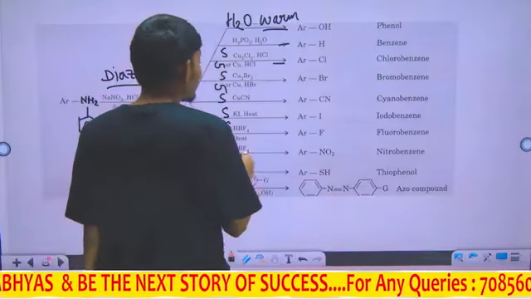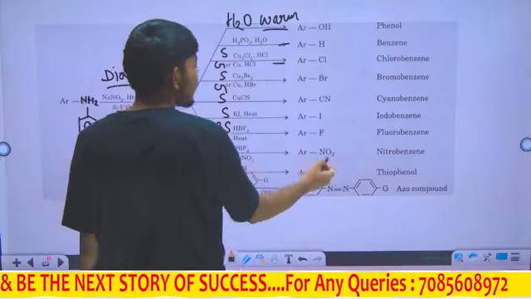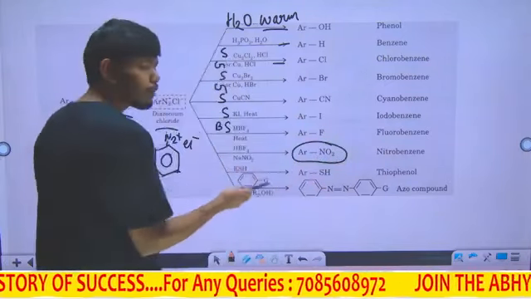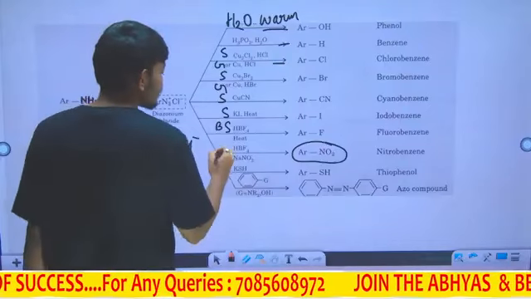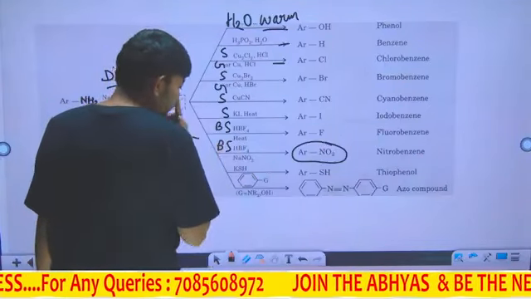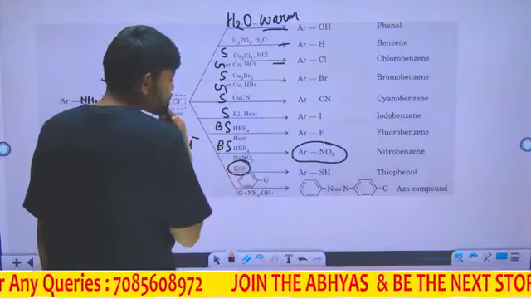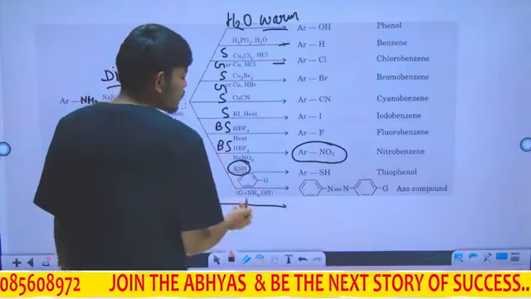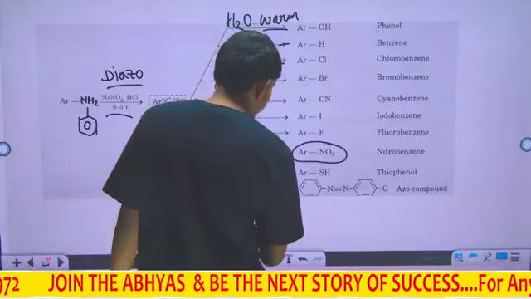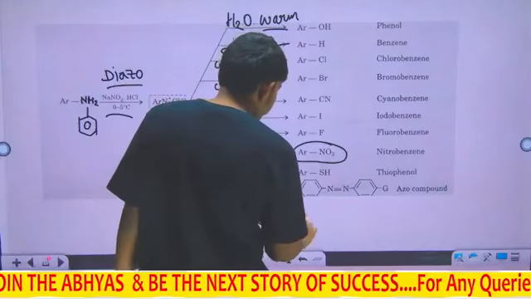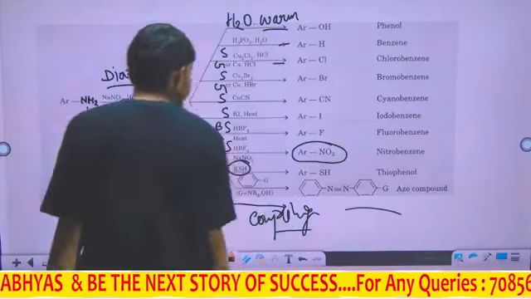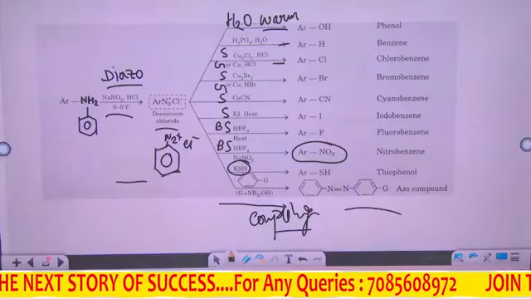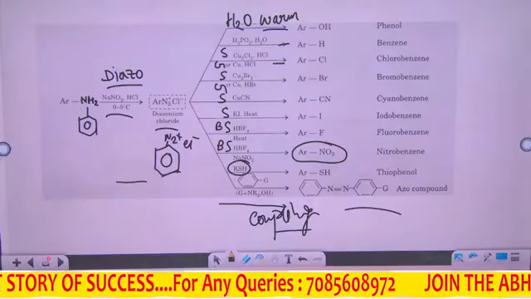This Balz-Schiemann also has another part, that is if you want to add an NO2 group, you want to produce nitrobenzene. You can just react it with NaNO2 as well, along with HBF4. You want to add an SH group, thiol, then you can go for KSH. You want to do coupling, this is for coupling. I guess this is the end of your video.